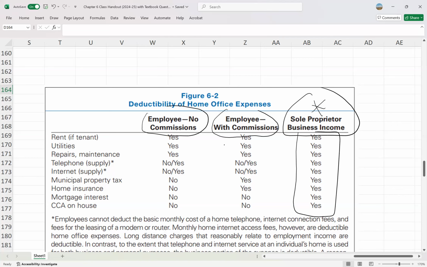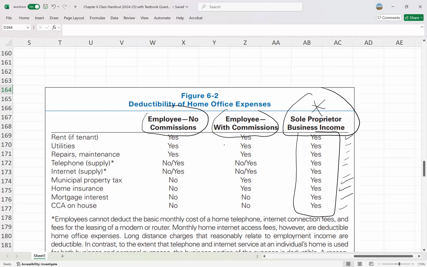So you get to deduct a portion of your rent if you're a tenant, utilities, repairs and maintenance, telephone, internet. If you own the property, you pay property tax, you can deduct a portion of that as well. If you pay home insurance, if you own the house, you can deduct a portion of your mortgage interest, and also you can take CCA on the house as well.